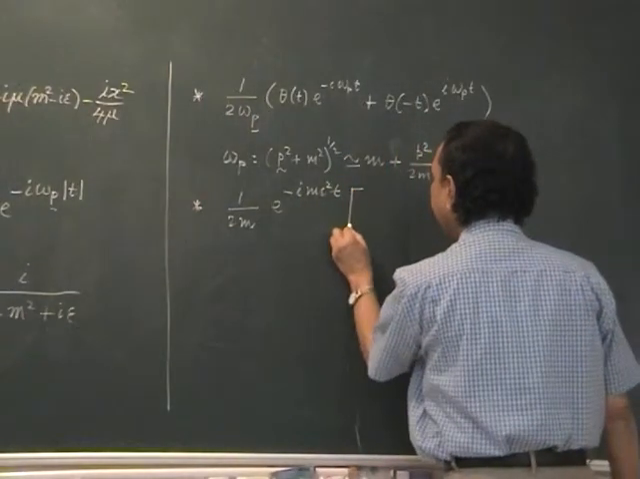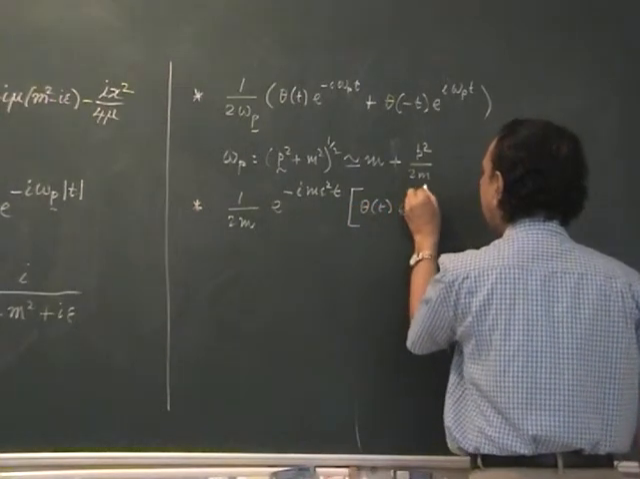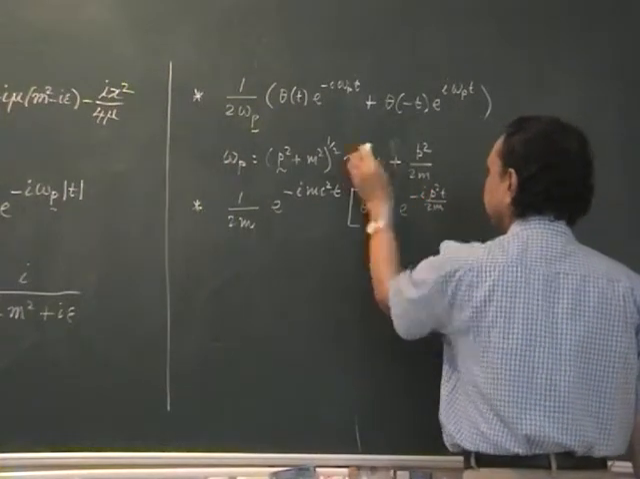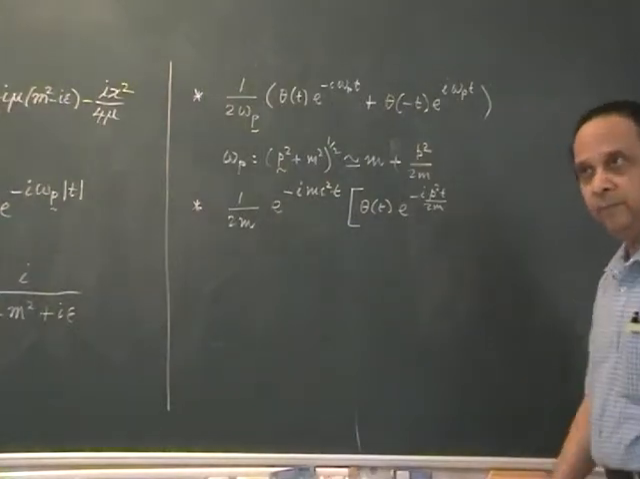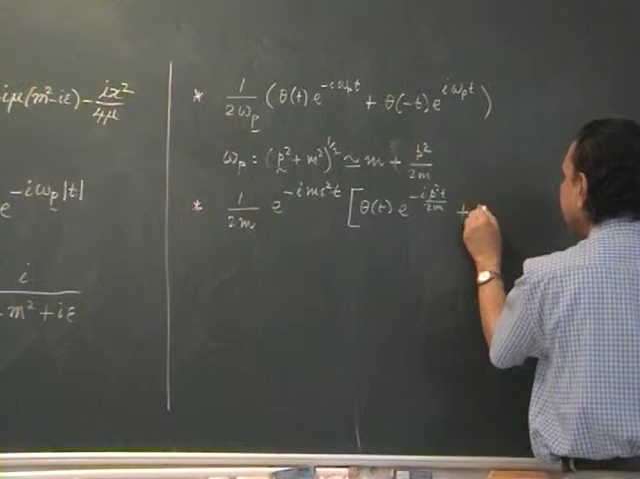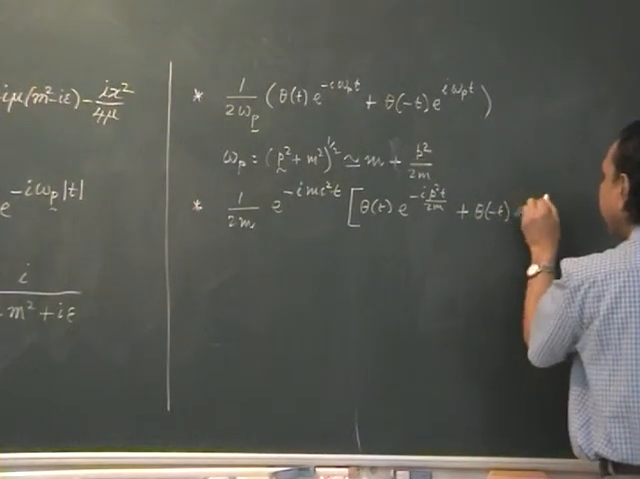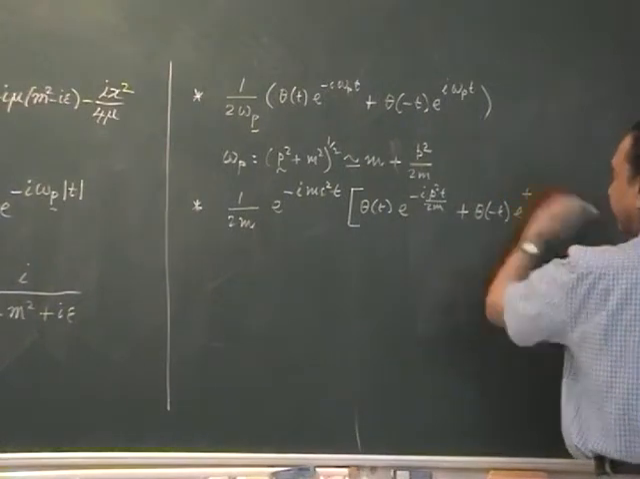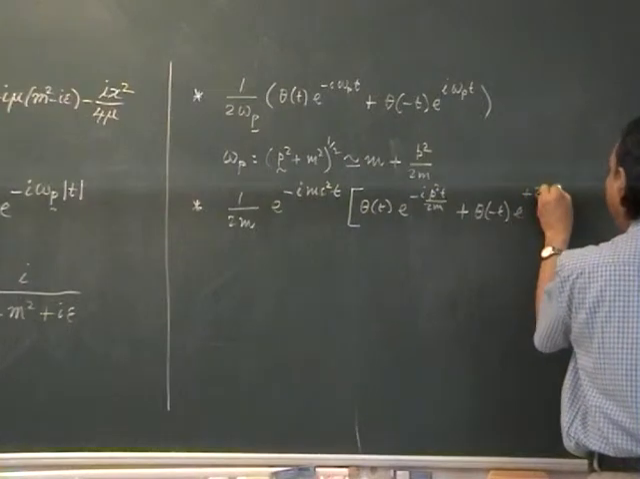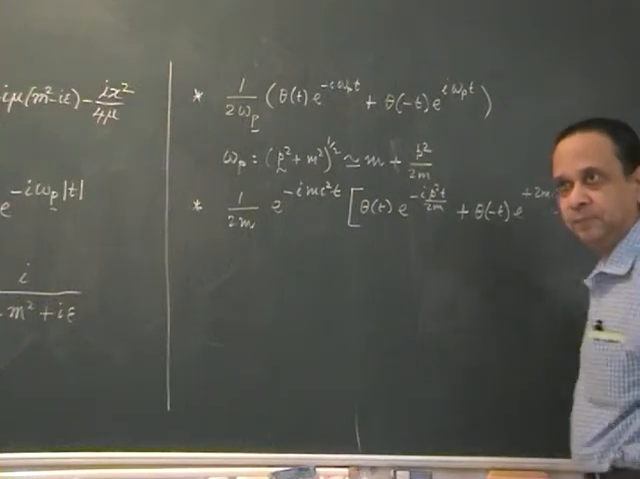Then you get theta of t e to the minus i p square t by 2m. This comes from the second term here, and I have taken this out. So in the second term I get theta of minus t, a term which will have e to the plus, there is a plus 2mc square t times various things. We don't care about that.